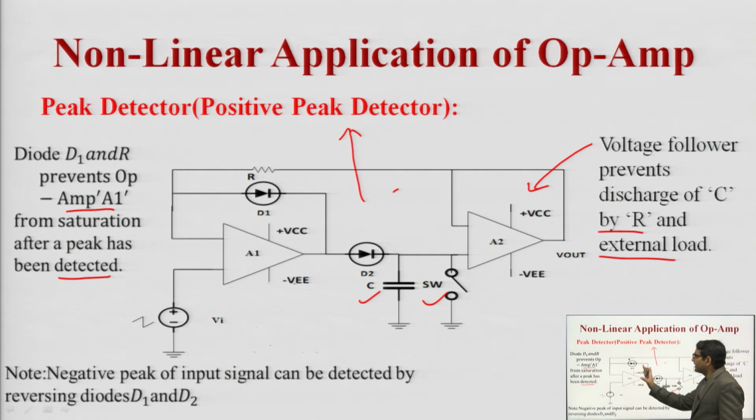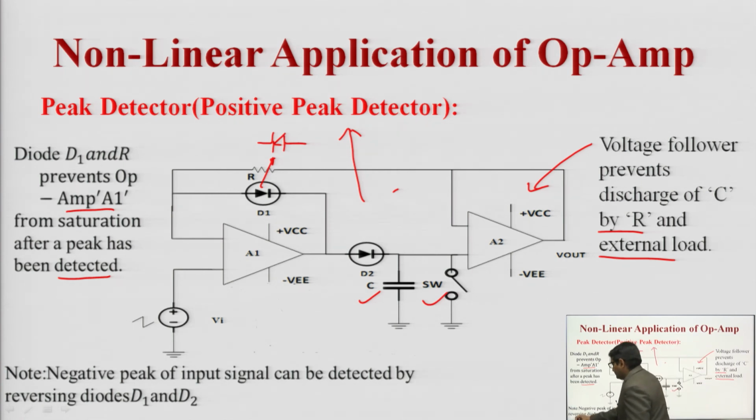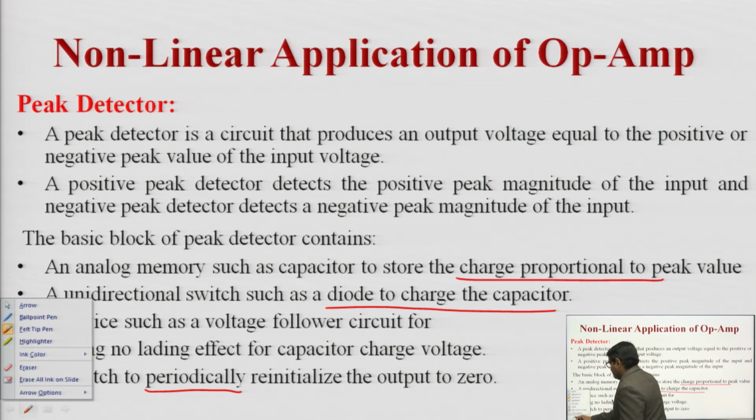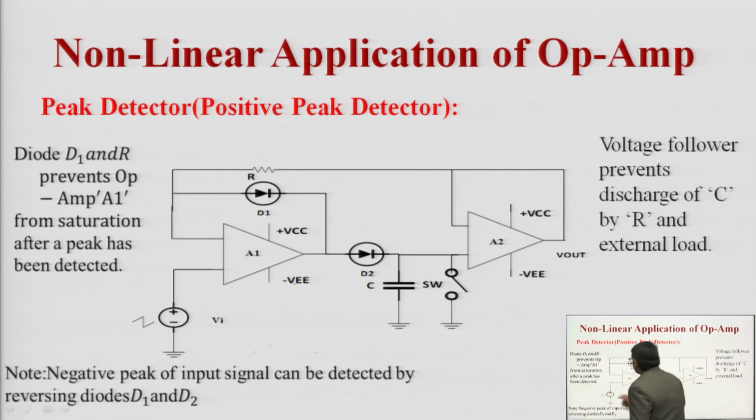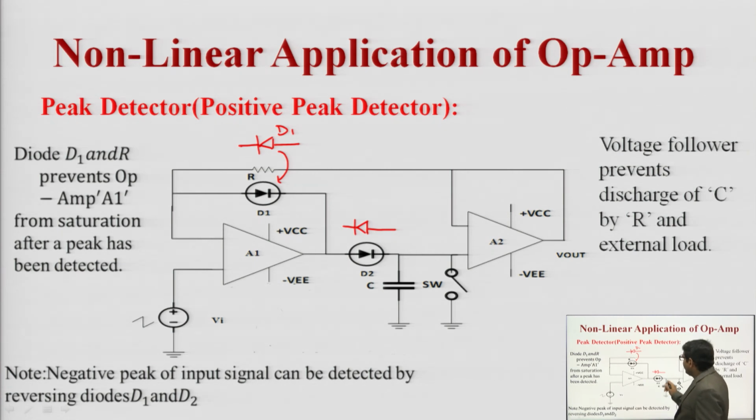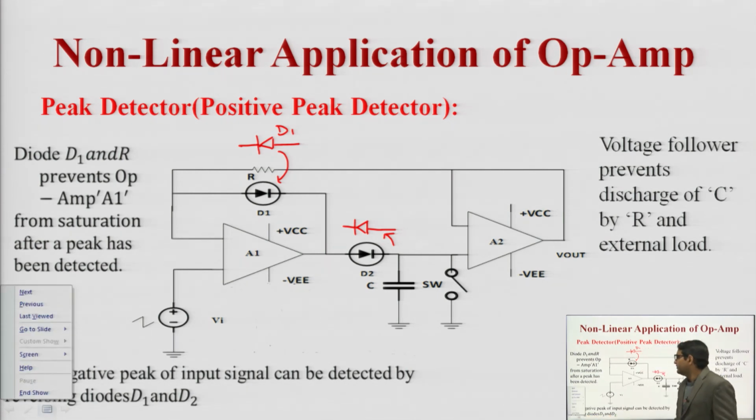If we reverse the polarity of the diodes, for example, if we connect diode D1 here and diode D2 also here, then the positive peak detector can be converted into a negative peak detector. The negative peak of the input signal can be detected by reversing diodes D1 and D2.